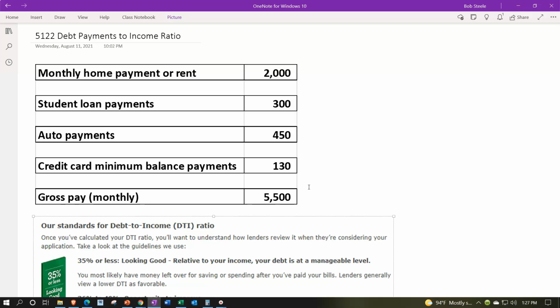Also note that your gross pay, if you get paid monthly, will be easy to figure out. It'll be on your pay stub. But if you get paid bi-weekly or semi-monthly, if you're an annual salary person, you could take your annual salary and divide it by 12. But if you get paid hourly and you're trying to figure it out, and we might do a practice problem on this, typically you'll annualize it and then you'll divide by 12.